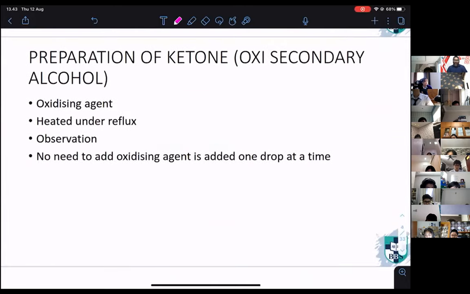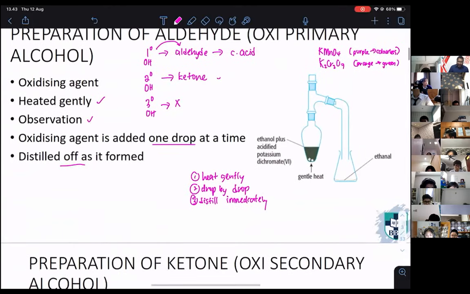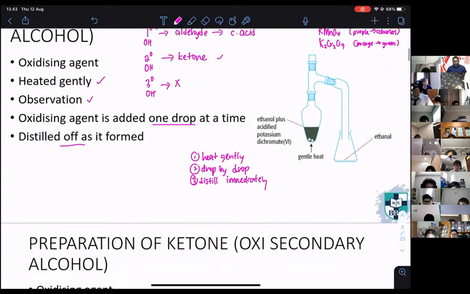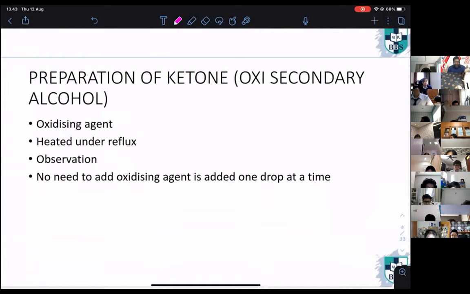Now, if you are preparing aldehyde, very easy. Ketone, no problem, because ketone cannot be further oxidized. So you don't bother about heating them gently, adding drop by drop, or distilling immediately. Use the same oxidizing agent and heat under reflux. The observation is still going to be the same, but you need to use secondary alcohol. This is important: if you want aldehyde, you must use primary alcohol. Ketone, secondary alcohol. Please remember that.